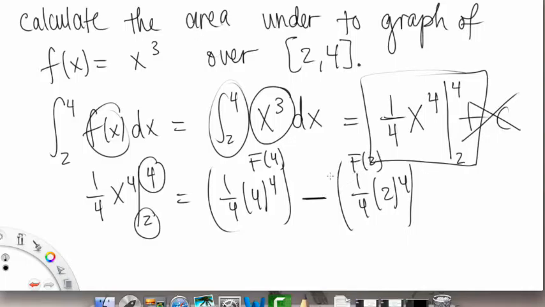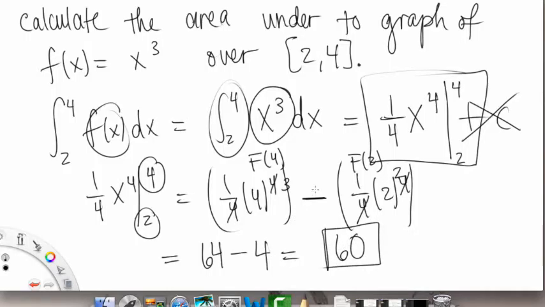So if we continue simplifying here, this one can cancel, and that'll be 4 to the third. And then here we can cancel some things as well, but this is going to be a 4, and then this will be 2 to the second. So we get 4 to the third, that's going to be a 64. Then we have minus 2 squared, which is a 4. So our final answer is going to be 60. That is the area under the x to the third graph from 2 to 4.